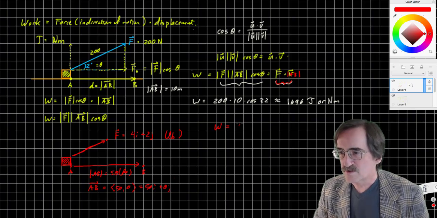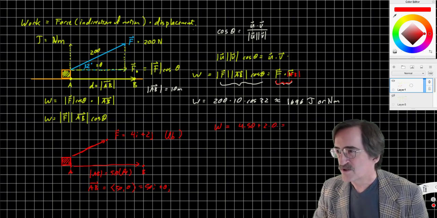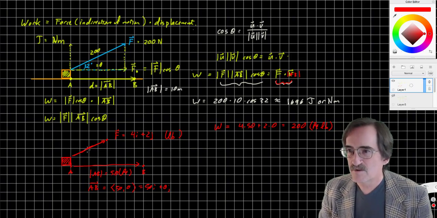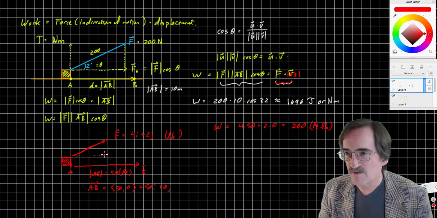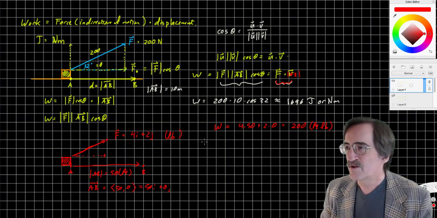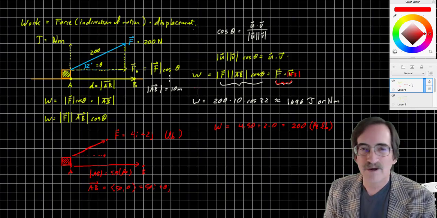So the work is 4 times 50 plus 2 times 0, which is 200. 200, and this is foot-pounds. Much easier, by the way, if I'm given this in rectangular form, much easier than figuring out the angle between them, using the inverse cosine and all of that. And it really provides a convenient way to find the work done. All right, so hopefully that helps.